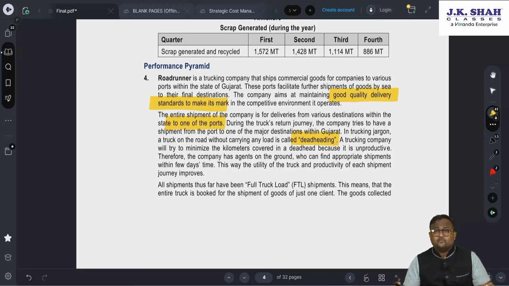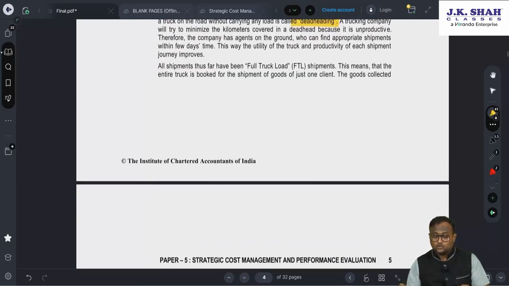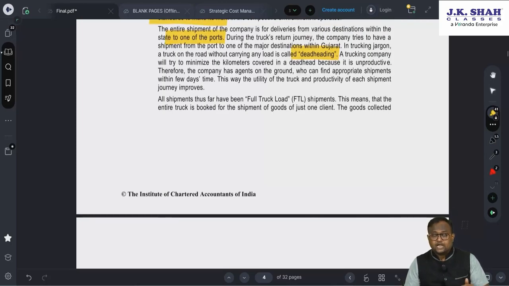So, your internal effectiveness is taken care of, so that your external effectiveness, yes, any which way you have achieved because you have a good quality delivery system, the delivery standards. For internal effectiveness also, you have worked hard. You have some tie-ups. All shipments thus far have been full truckload shipments. So, your truck is not going empty. So, there is no deadheading.